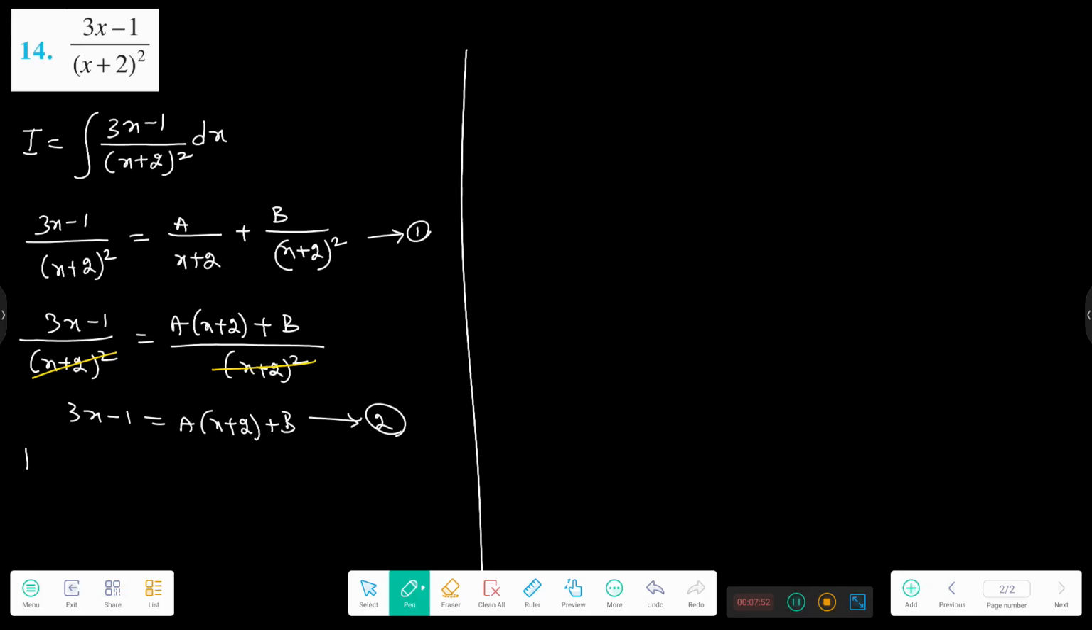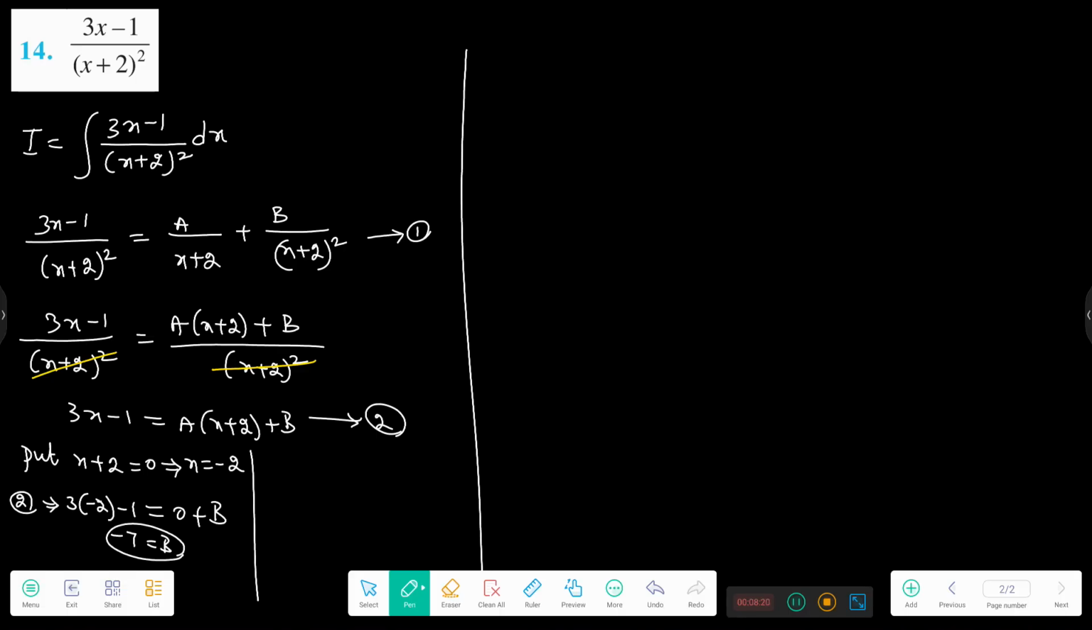So listen, put x plus 2 equal to 0. This implies x is equal to minus 2. So when I give x value minus 2, 3 into minus 2 minus 1 equals, the a term will be 0, plus b. So minus 6 minus 1, minus 7, is equal to b. That's it. So the b value is minus 7.